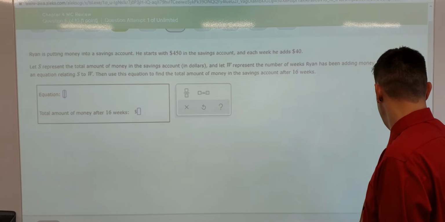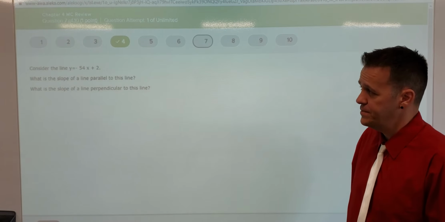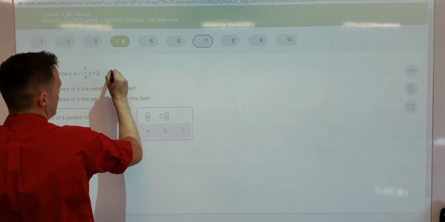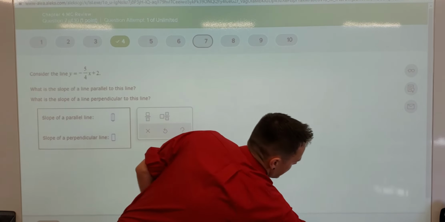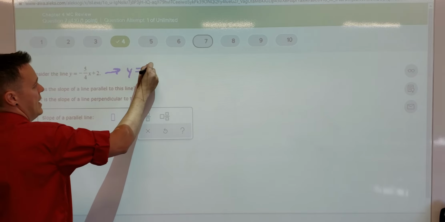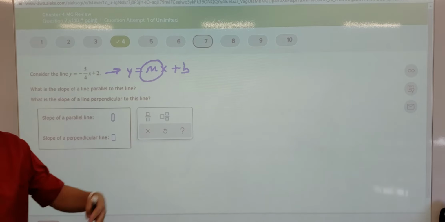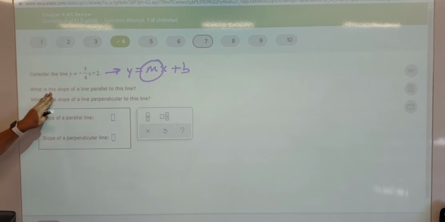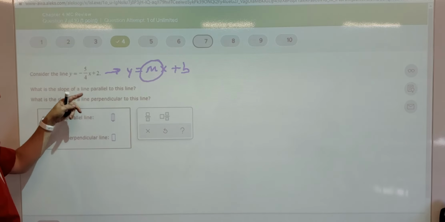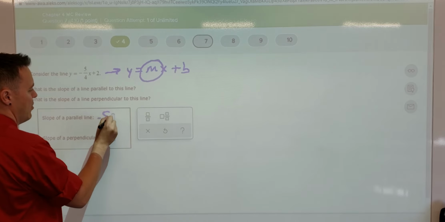Okay? Next on the board, number 7. One of the aspects of number 7 is just a simple setup, okay? This equation is set up as y equals mx plus b. What does the m stand for? It stands for the slope. So what is the slope of a line parallel to this line? If this is your slope, anything parallel has the same slope. So this is negative 5 over 4.